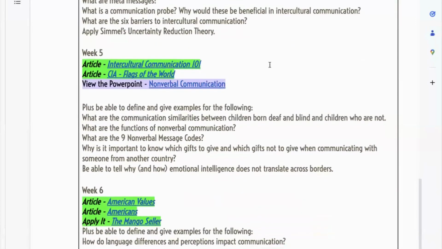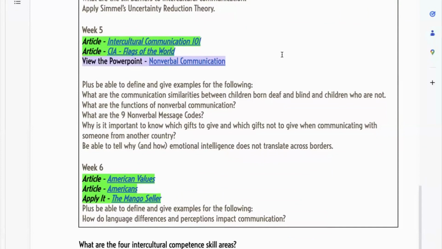Also, week 5 is Intercultural Communication 101 and the CIA flags of the world, and be able to do the following. What are the communication similarities between children who are born deaf and also children who are not? And what are the functions of nonverbal communication? And what are the nonverbal communication codes? And why is it important to know which gifts to give and which gifts not to give when communicating with someone of another country? And also, last but not least, be able to tell me why and how emotional intelligence does not translate when you cross one border to the next.